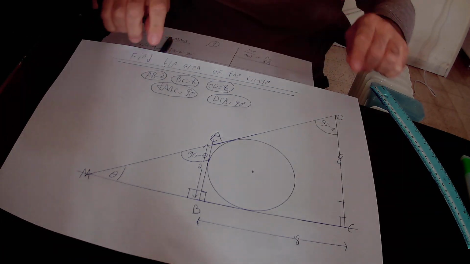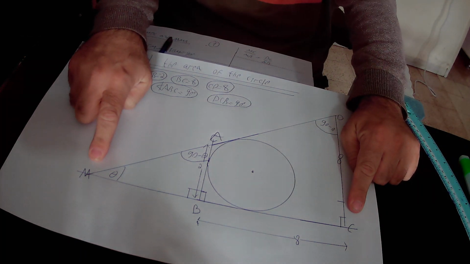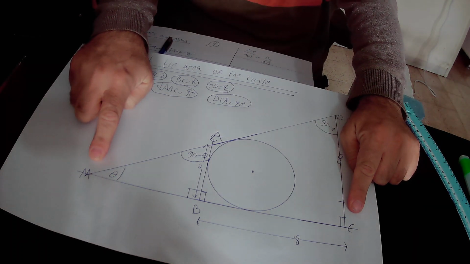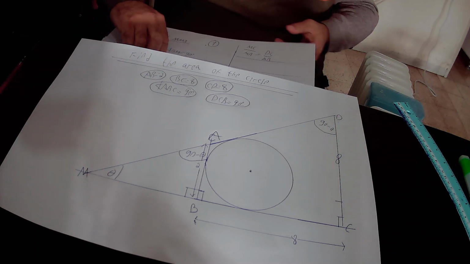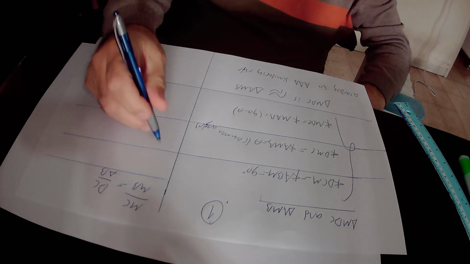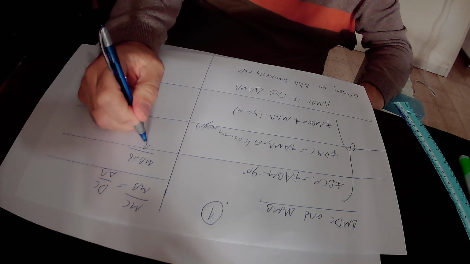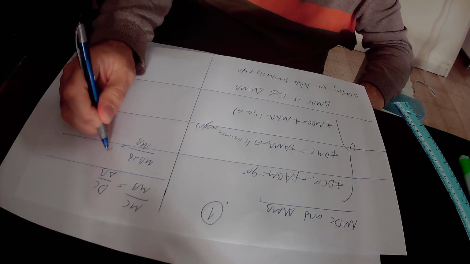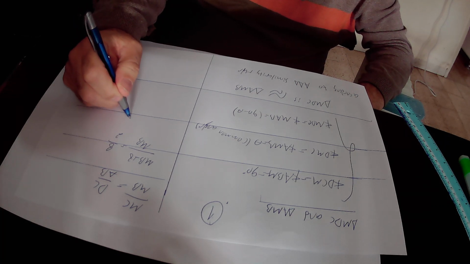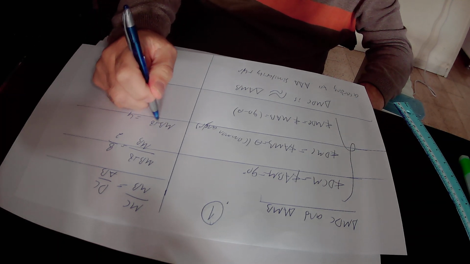What is the length of MC? From the drawing it is very easy to see that MC equals MB plus BC, and BC is 8. So in total MC equals MB plus 8. So we substitute MC by MB plus 8 in the equation: MB plus 8 over MB equals DC over AB, which is 8 over 2, that is 4. So 4 equals MB plus 8 over MB.